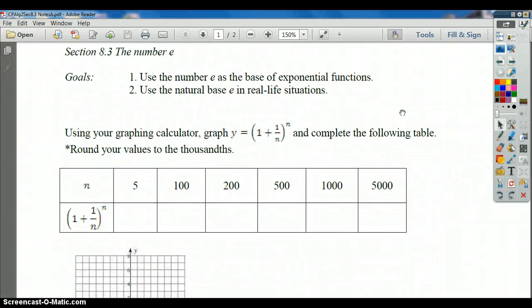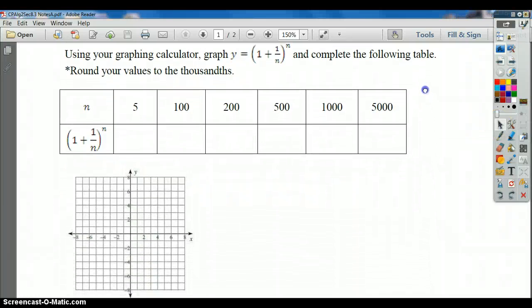So you can see you're going to be using the number e. Use the number e as the base of the exponential functions. Use the natural base e in real-life situations. Now, in your graphing calculator, I'll punch this up for you here in a second.